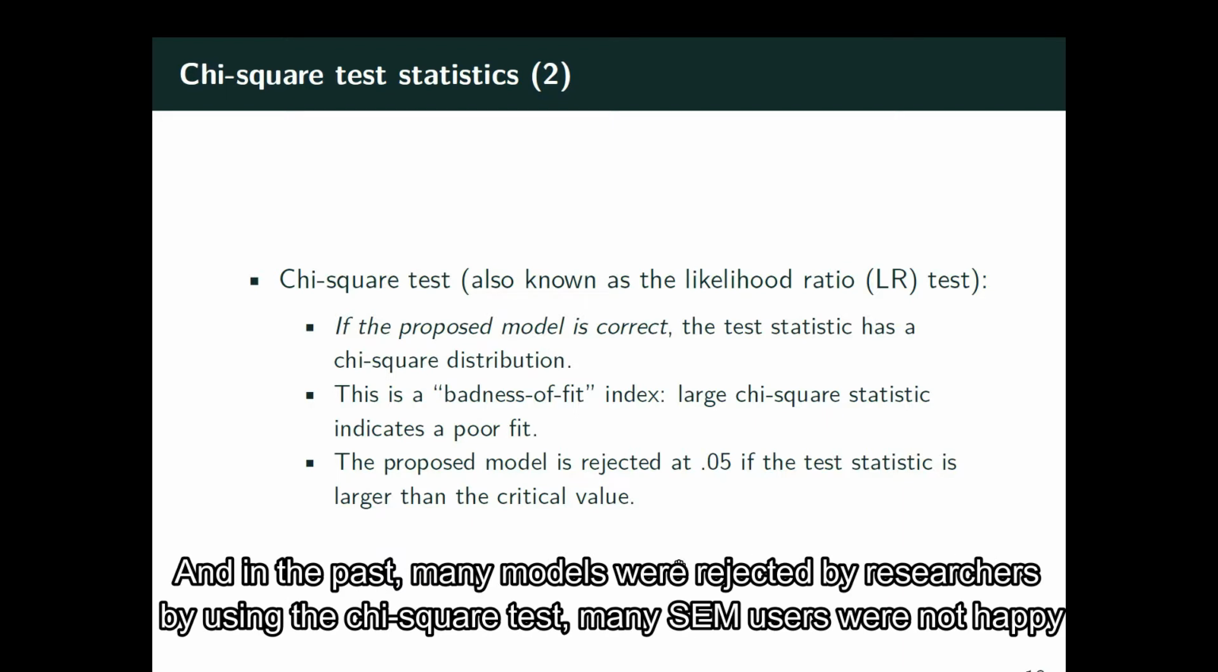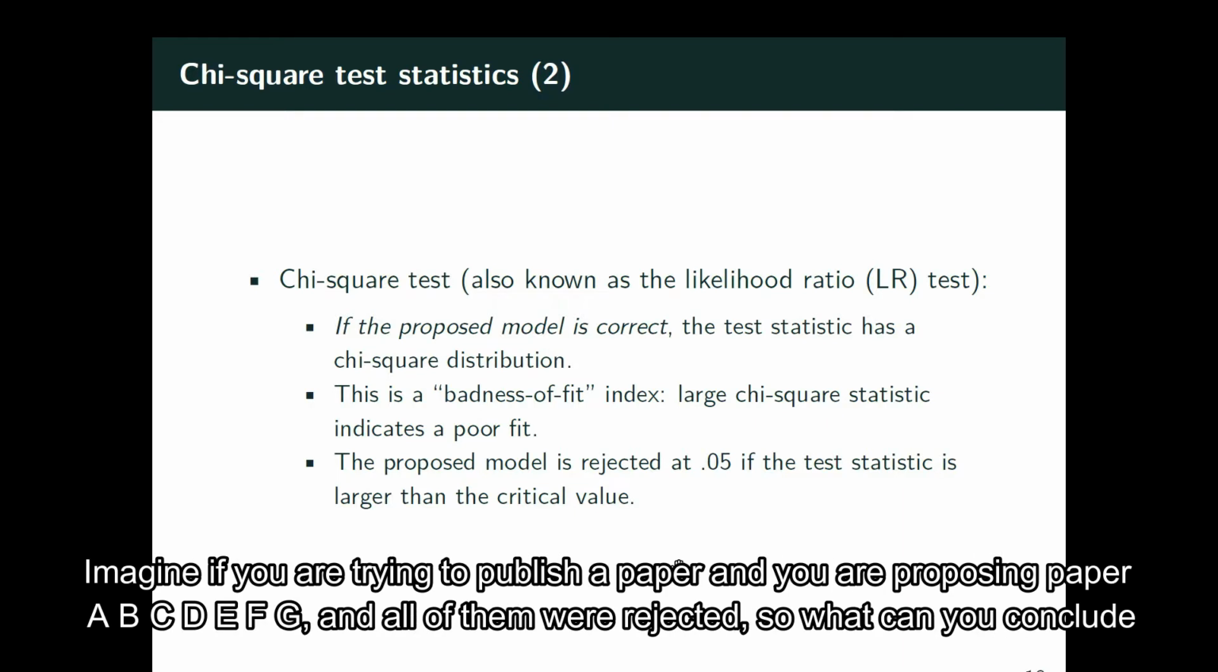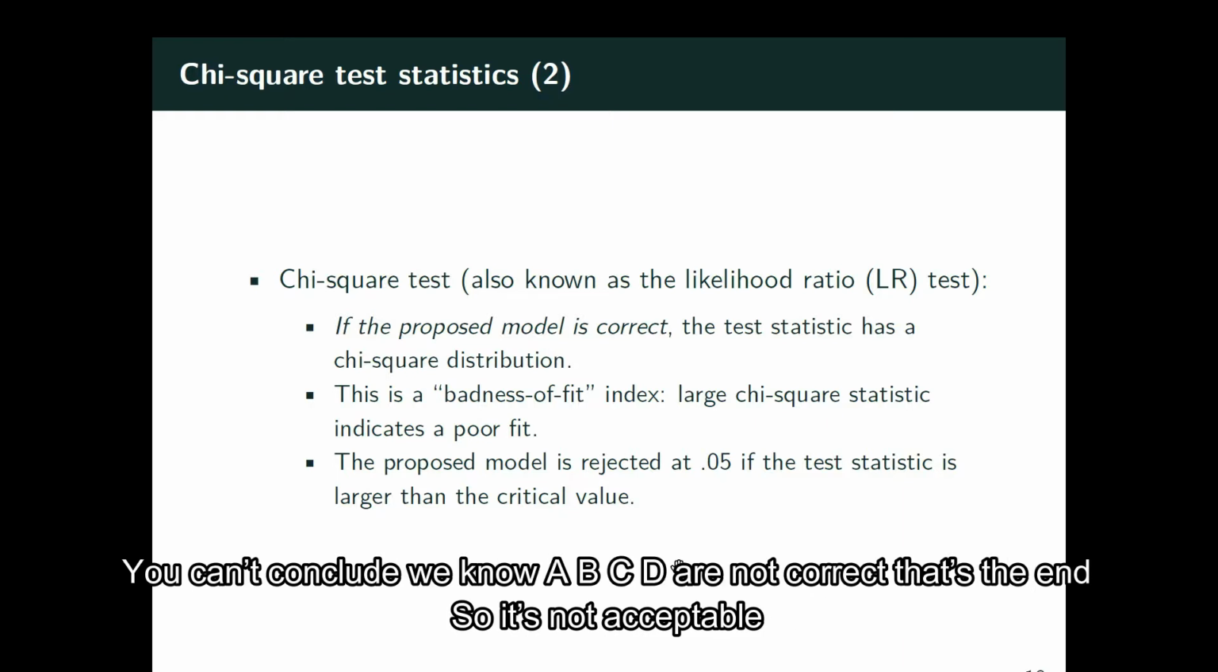And in the past, many models were rejected by researchers using the chi-square test. So many SEM users were not happy. Imagine you are trying to publish a paper and you propose models A, B, C, D, E, F, G, and all of them are rejected. So what can you conclude? You can only conclude that we all know A, B, C, D, E are not correct, and that's the end. So it's not acceptable.